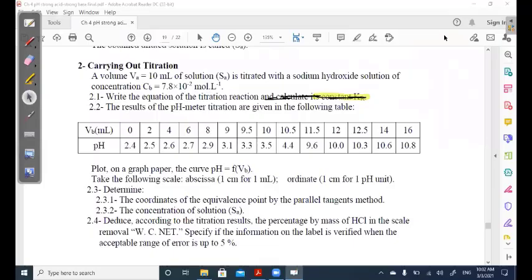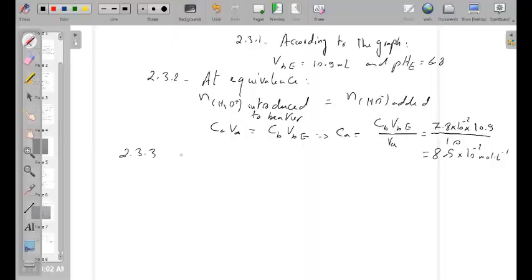2.3 Deduce, according to the titration result, the percent by mass of HCl in the scale remover. We should calculate C0 first. C0 equals C times 50. CA equals 8.5 × 10^-2 times 50 equals 4.25 mole per liter.